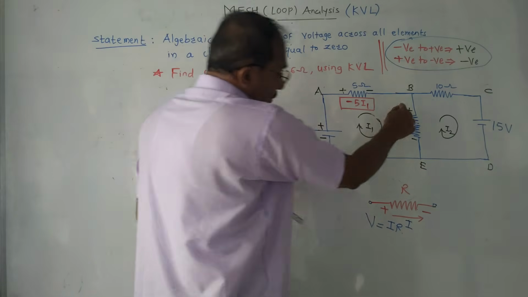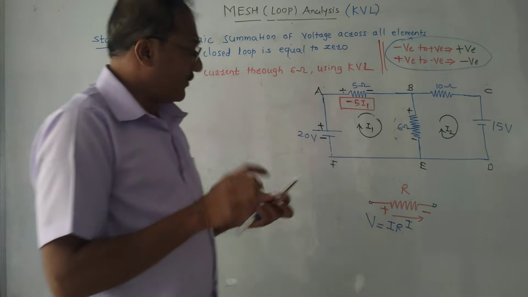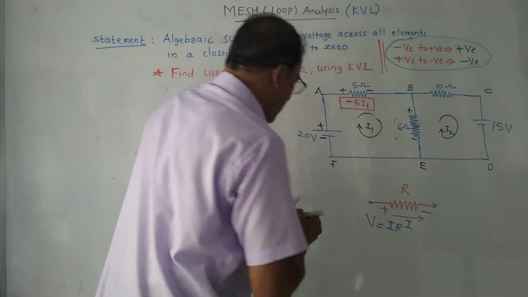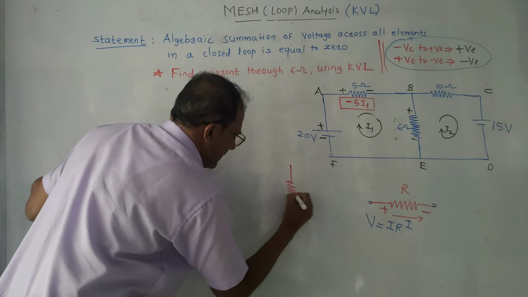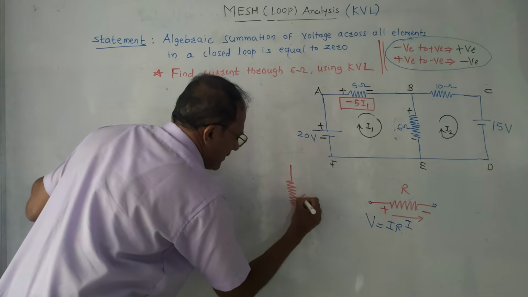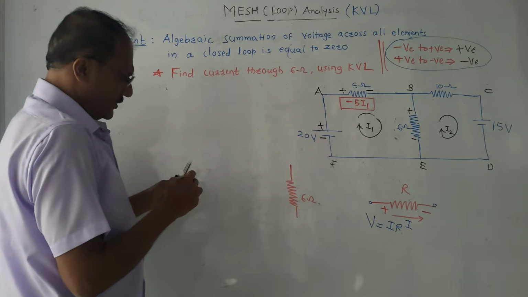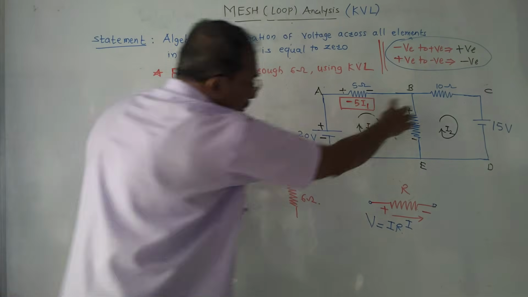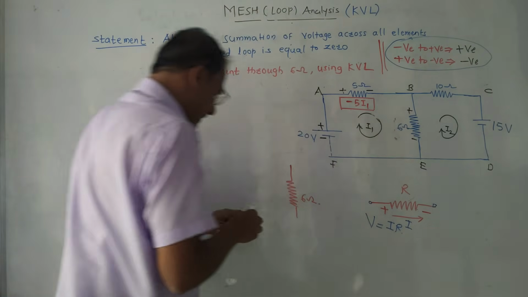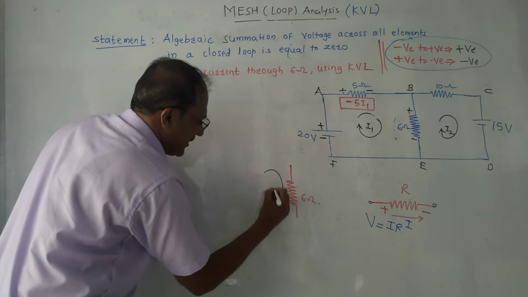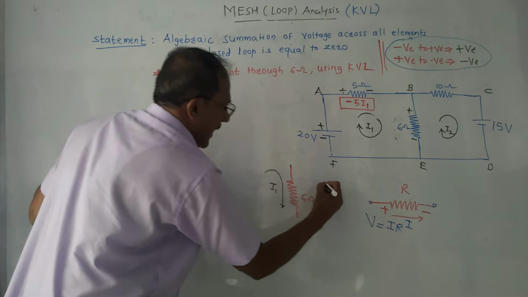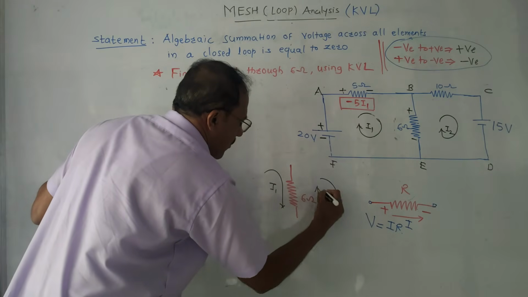Now, for 6 ohm, listen carefully. This is somewhat different. For 6 ohm, I will draw a separate diagram. This is the resistance of 6 ohm. Both the loop currents, I1 as well as I2, are flowing through it. I1 is flowing in the downward direction and I2 is flowing in the upward direction.